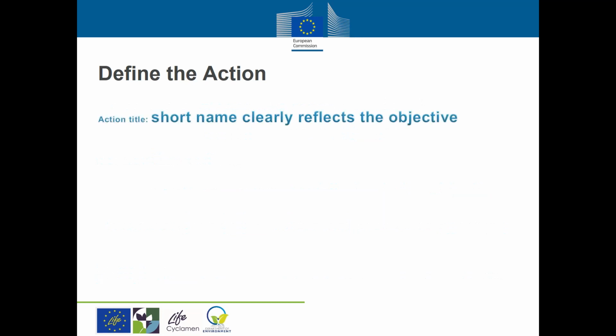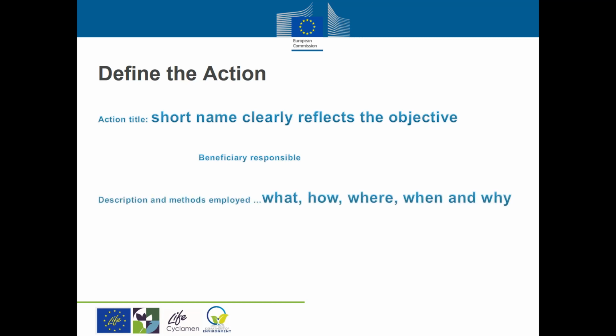Action title. In this section, you need to write a short name that clearly reflects the objective of the action. State the beneficiary or beneficiaries responsible for the implementation of the specific action. Description and methods employed. In this part, you need to describe the actions as precisely as possible. The descriptions may be accompanied by maps, explanatory graphs, tables, or pictures.